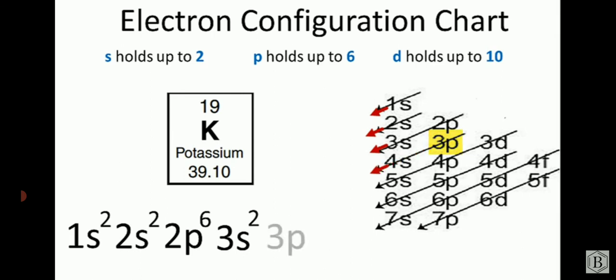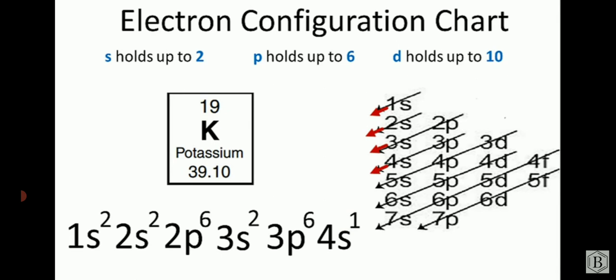Then we will go to the next row. In the fourth row we have 3p. We will put 6 electrons in the 3p. At this point we have used 18 electrons. We only need one more to get to 19. So after the 3p, in the fourth row we have 4s, so all we need to do is put 1 electron. There are 2, 2, 6, 2, 6 and 1. It gives us a total of 19 electrons for the potassium atom.